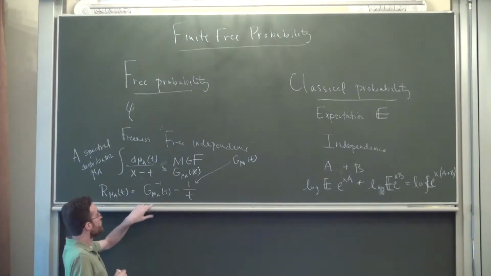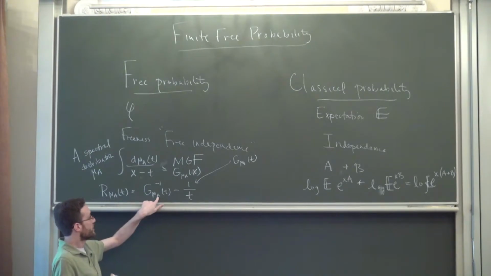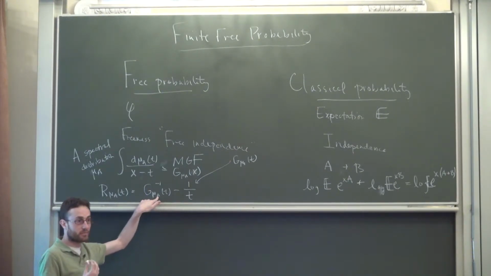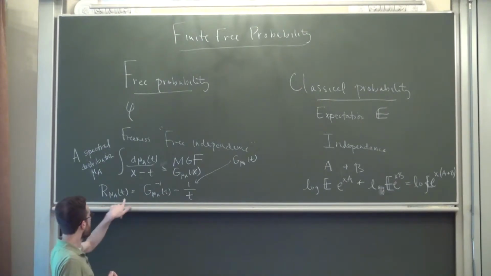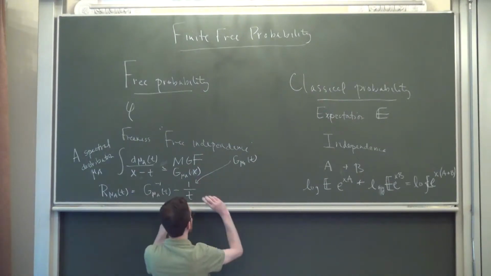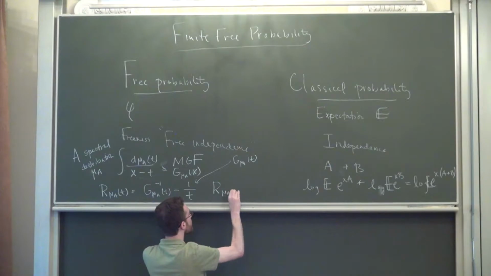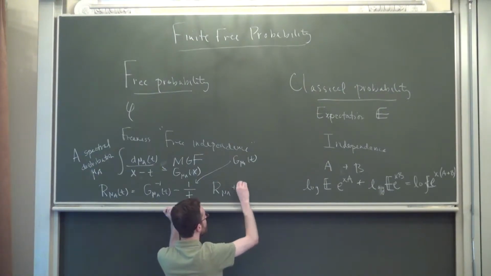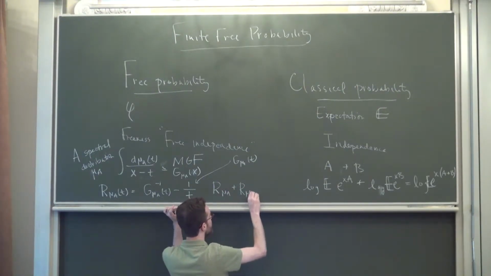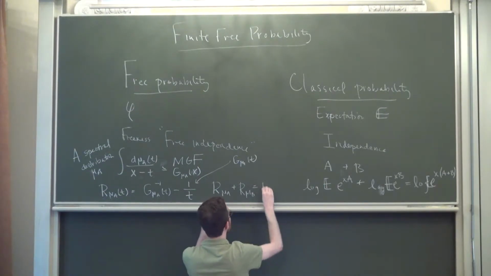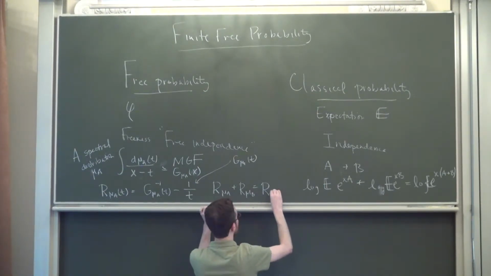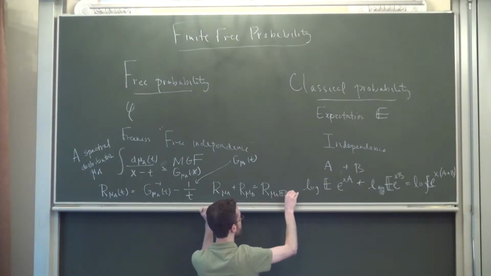So if you wanted to add something that had spectral distribution 0, you would want the thing that you added it to not to change. And so when you, well, let me show you. So the point is that you then define the additive convolution the same way by doing mu A plus mu B.